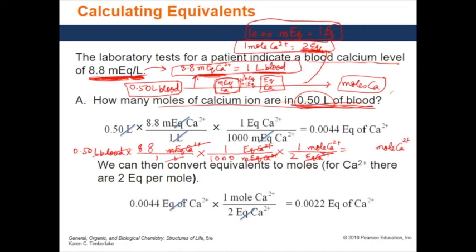So if you plug this into your calculator, it will give you your final answer as 0.0022 moles of calcium. Okay, the final answer is 0.0022 moles of calcium ion. So basically, if this information is given to you, you can convert it into a conversion factor.